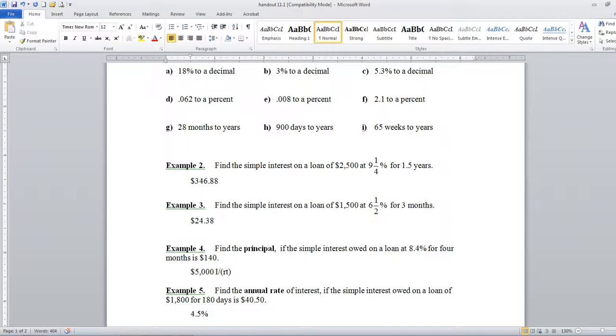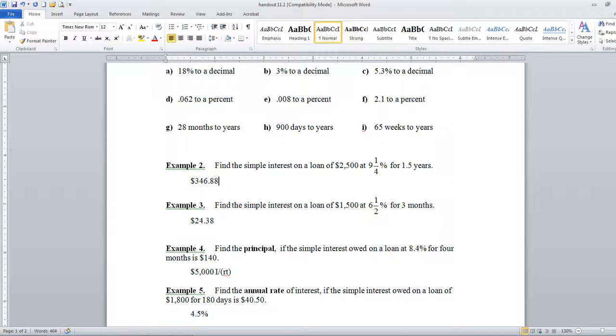To convert the following to years, we're going to, for simplicity purposes, simply mention what they become. 28 months to years, take 28 and divide by 12. 900 days to years, we're going to divide by 360. 65 weeks to years, we're going to divide 65 by 52.